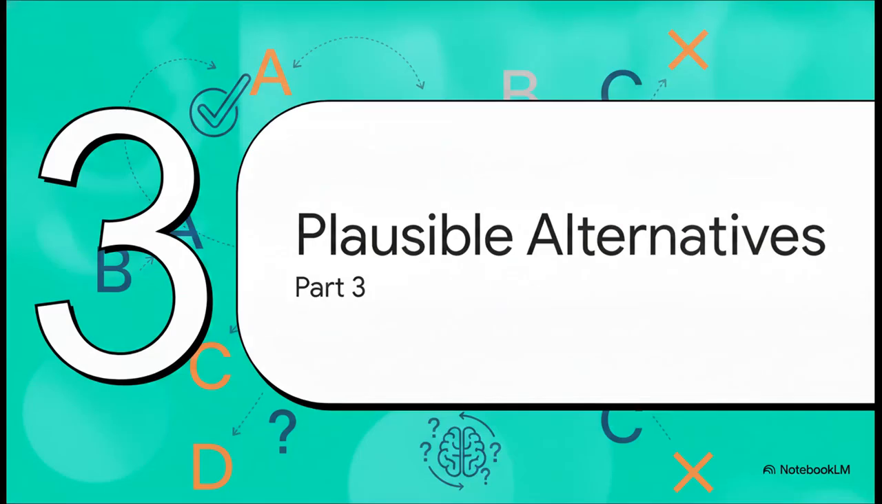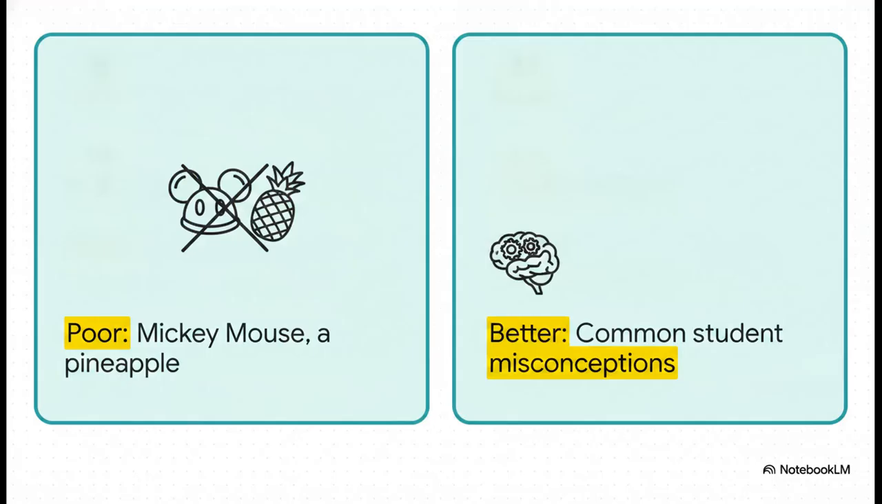Moving right along, Section 3, Crafting Plausible Alternatives. Let's just validate something you probably already know. Writing the correct answer, the key, is super easy. Writing plausible distractors, that is absolutely the hardest part of creating a great multiple-choice question. The number one rule here is that alternatives must be plausible.